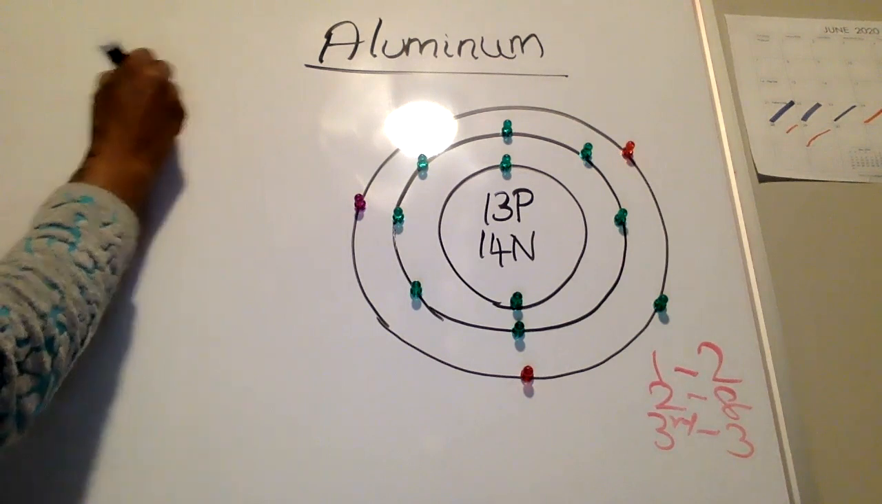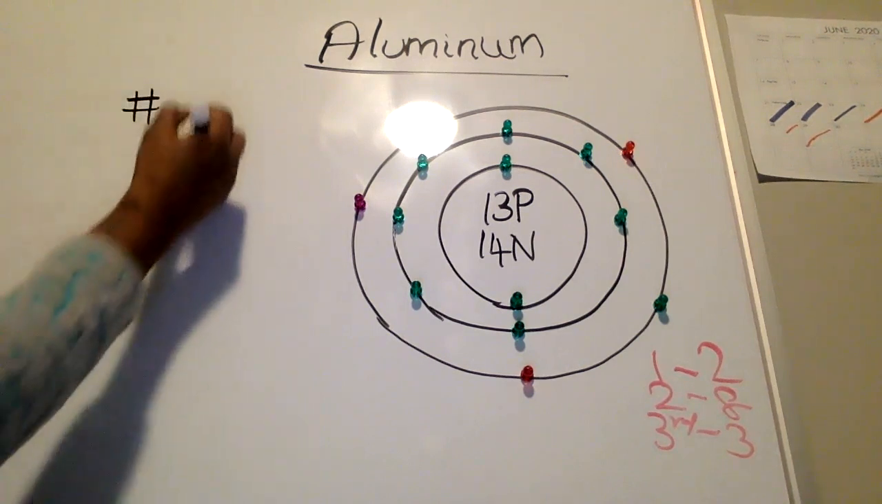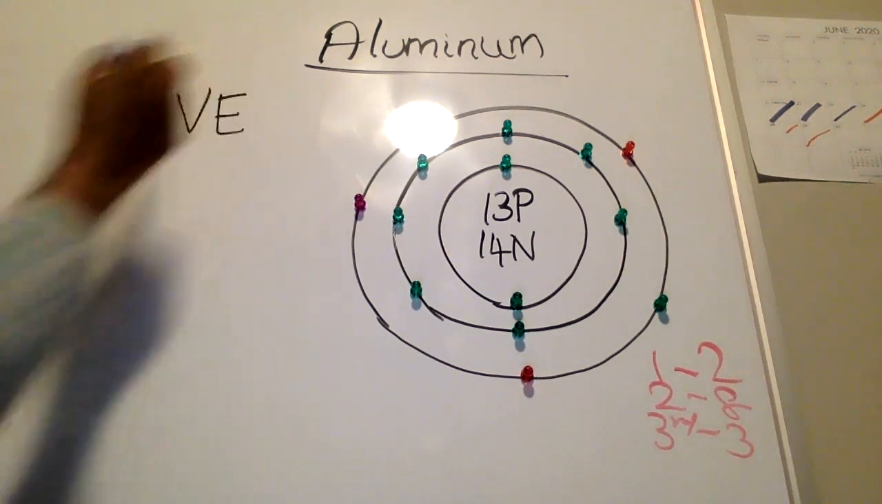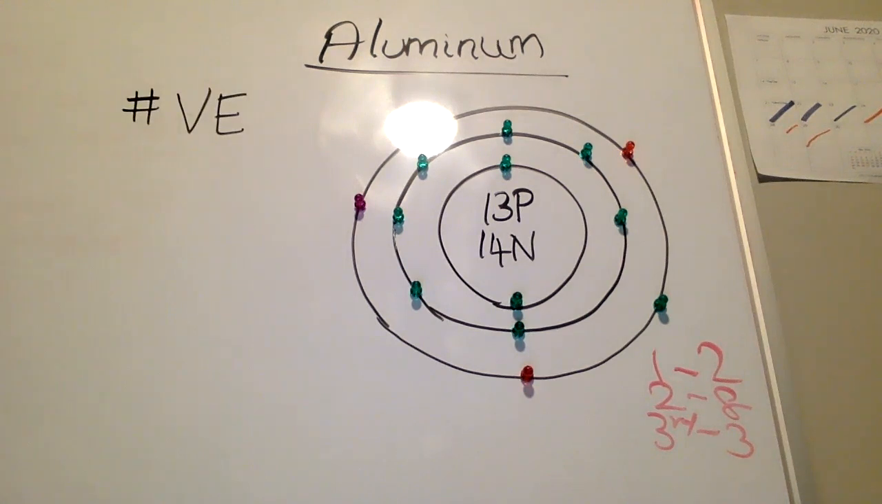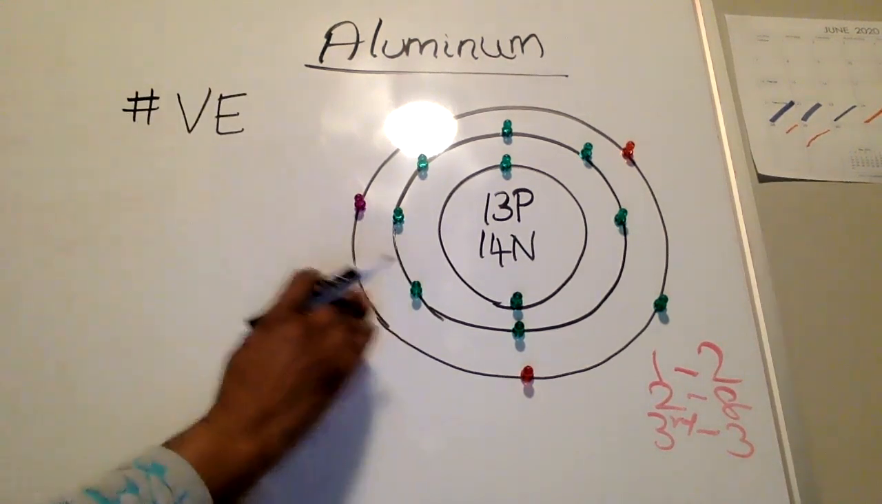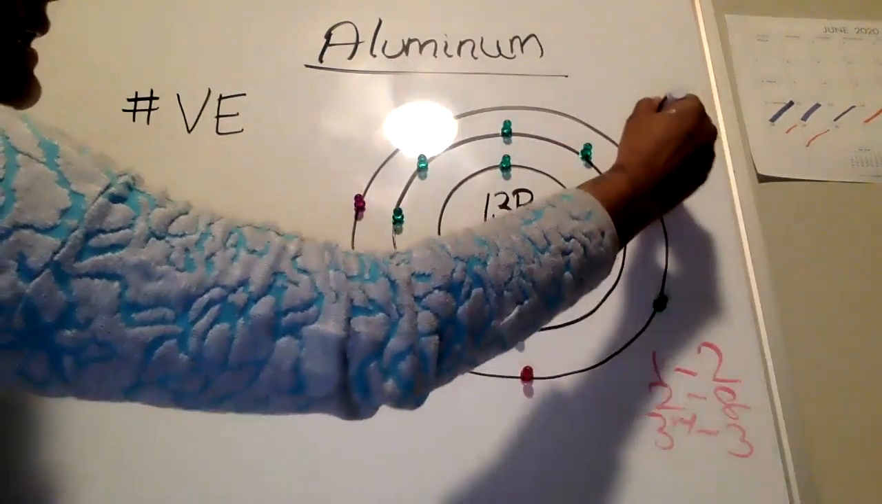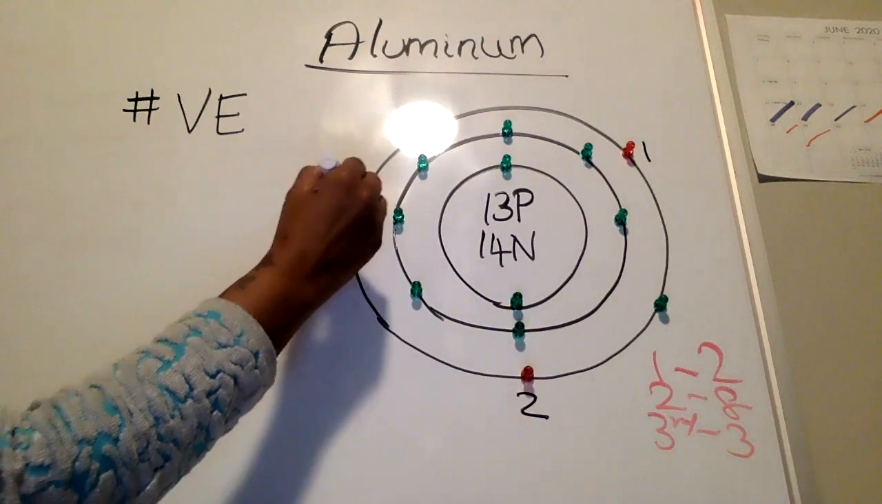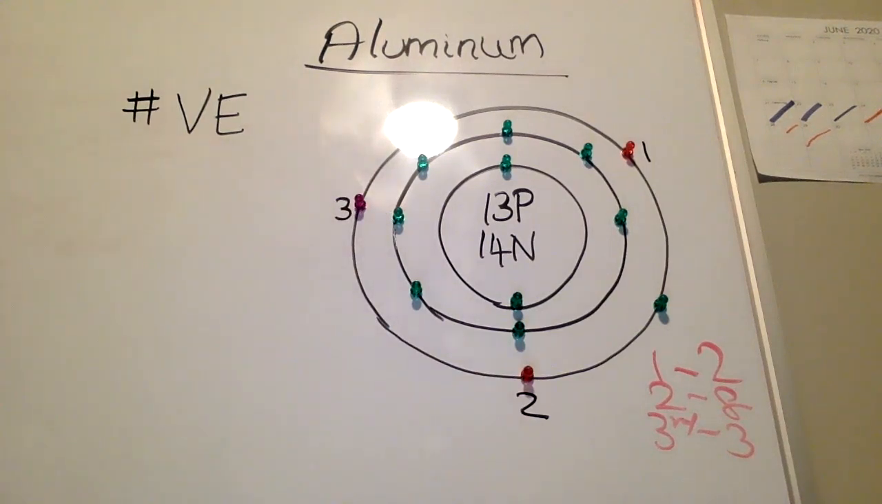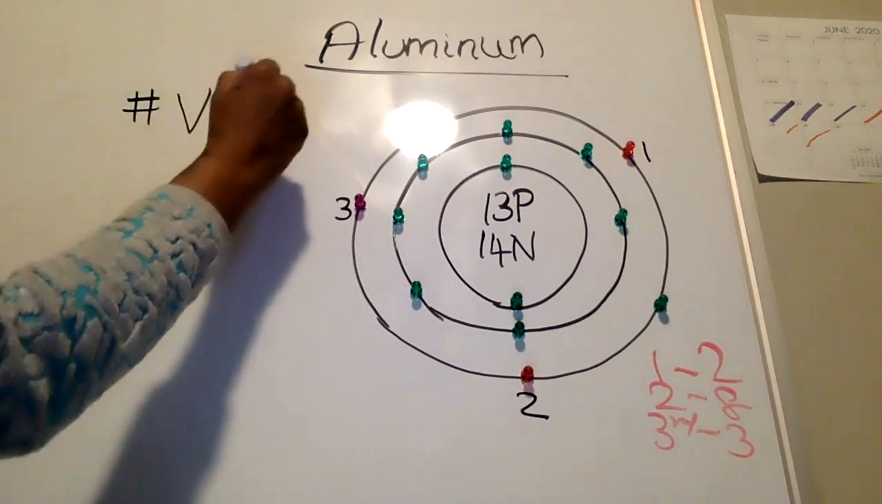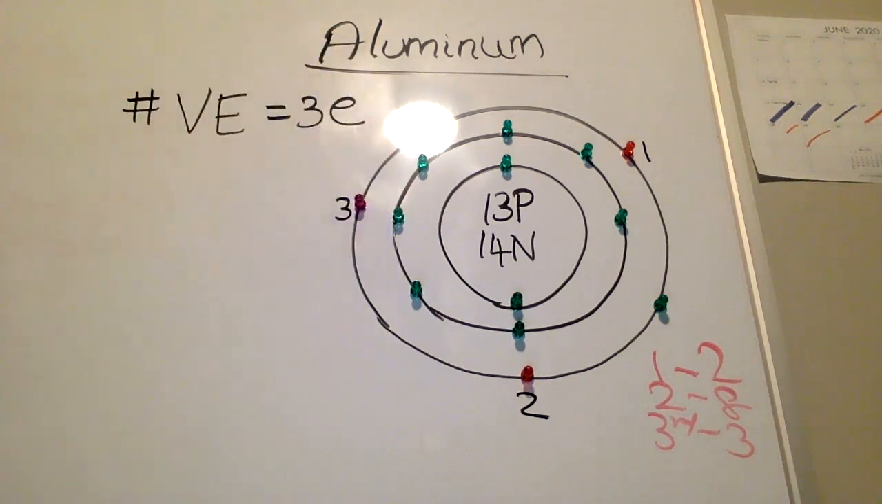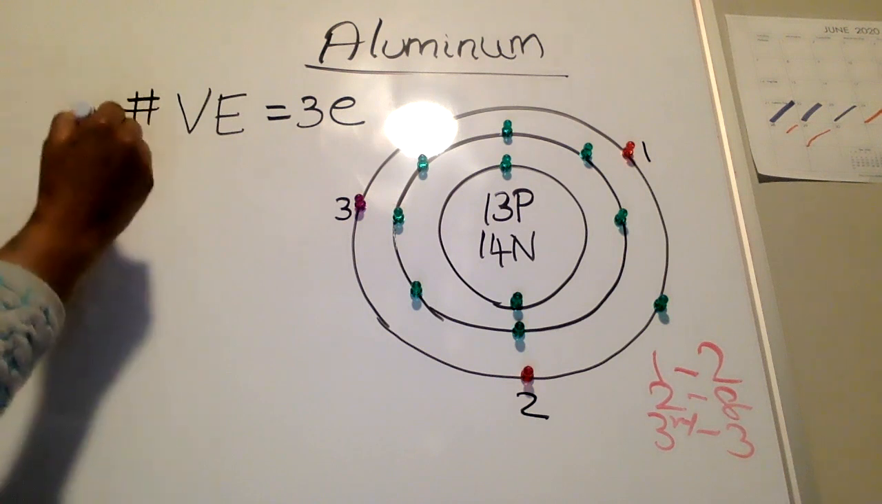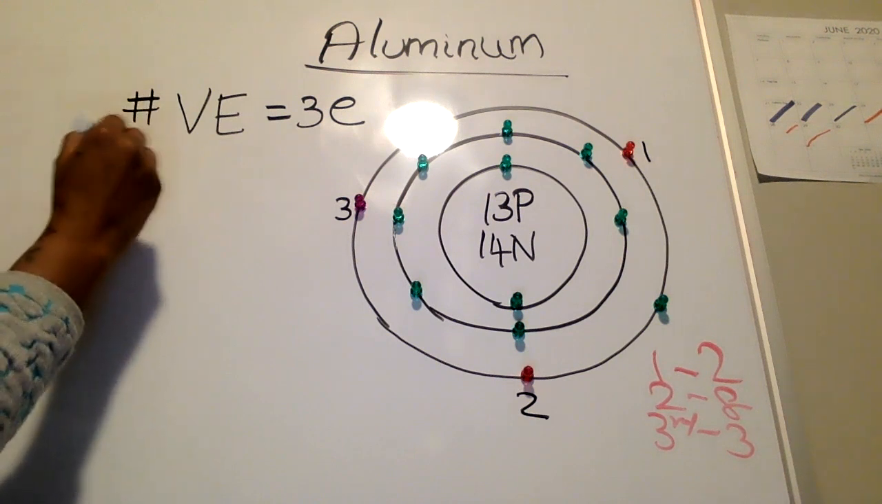So number of valence electrons. So you know valence means outer, right? So how many electrons are there in the outer ring? I see 1, I see 2, I see 3. So there are three electrons in the outer shell. So 3 valence electrons. Then how many core electrons?